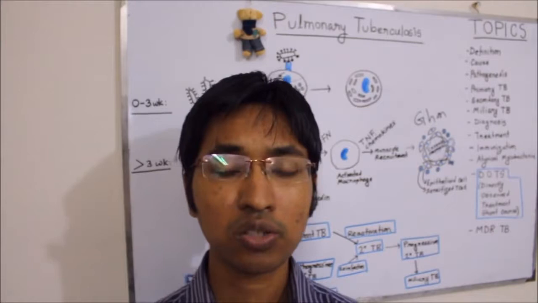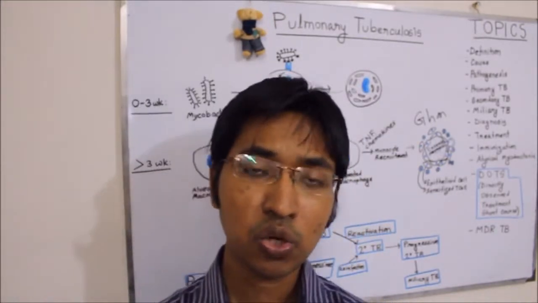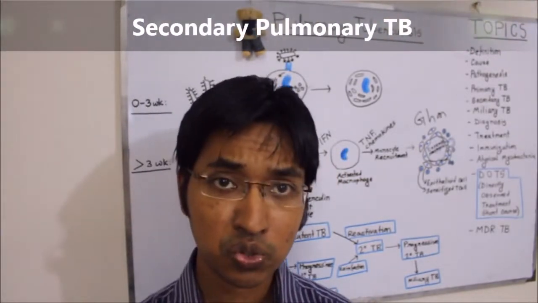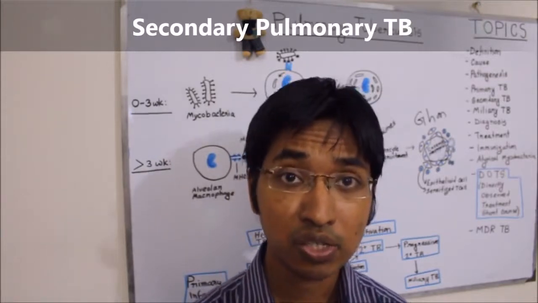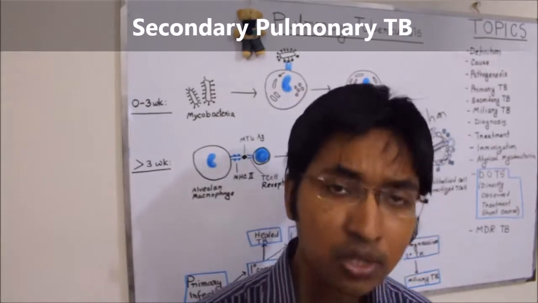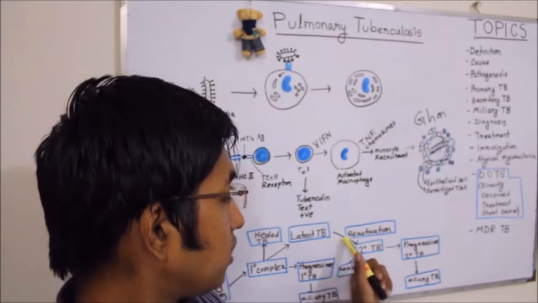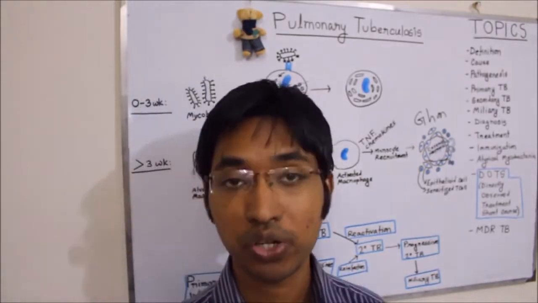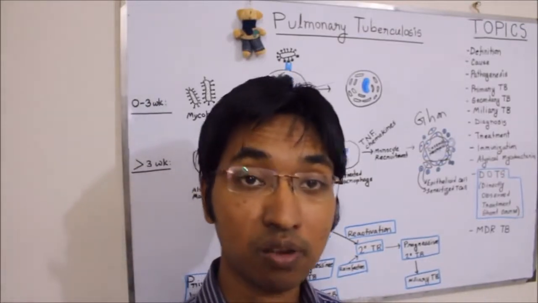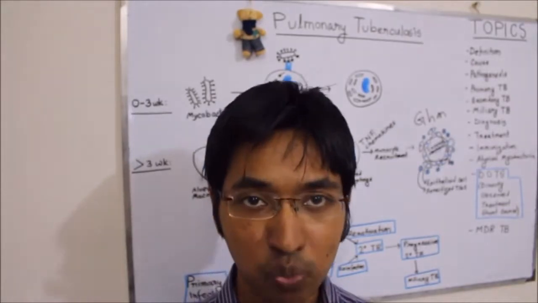So this is in short about primary tuberculosis. Now let's talk about secondary TB. Secondary TB refers to the pattern of tuberculosis that develops in a previously exposed or previously sensitized individual. Secondary TB can develop from reactivation of latent tuberculosis that I have just mentioned, or secondary TB can also develop via reinfection by Mycobacterium tuberculosis.